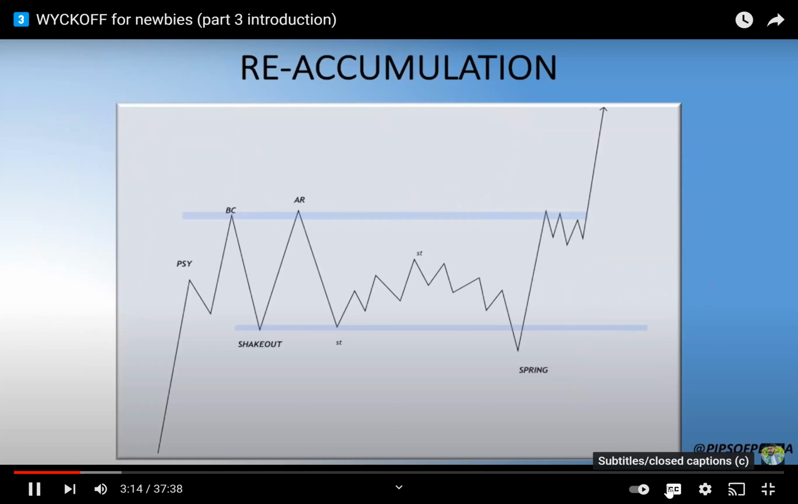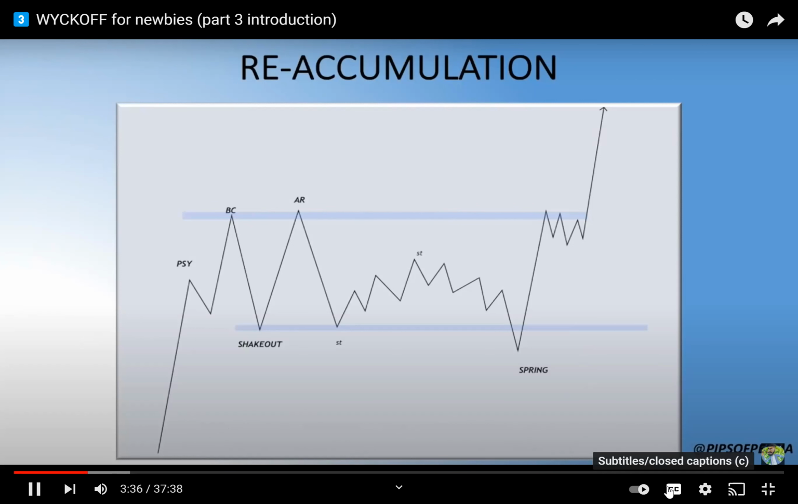A reaccumulation in terms of the market behavior is very similar to the accumulation. You will see it manipulate the lows, you will see it break structure to the upside, and in general, that's the range in the market where the early buyers are being taken out, and the larger institutions are in a way accumulating their positions again, introducing more demand into the market.